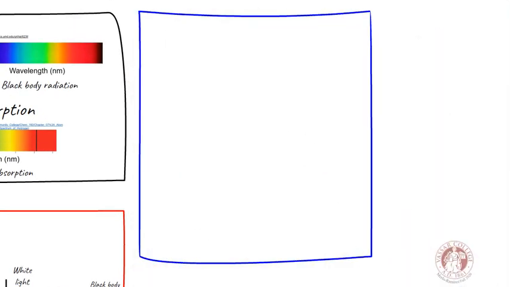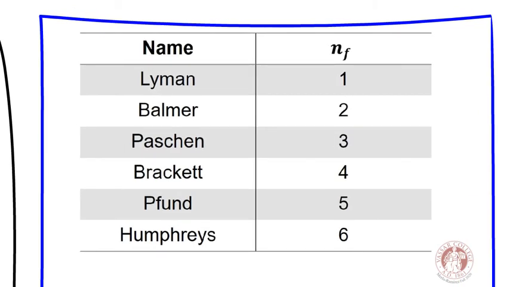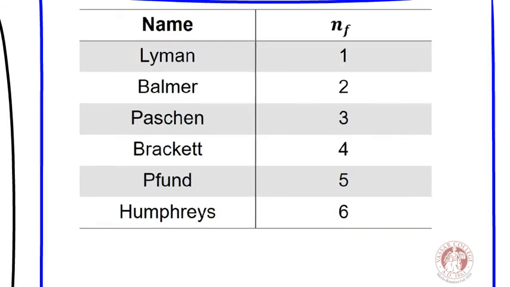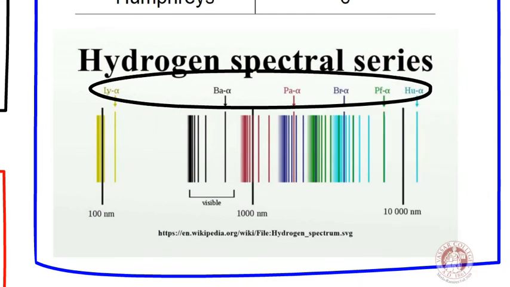A summary of the predicted series by the Rydberg formula is the following. Notice the value of n_f in each case. A graphic representation of the wavelengths of each of the series mentioned before is the following. Notice that the name of each spectrum is simply the first two letters of the series name followed by alpha. In a future video, we will explore the meaning of alpha. Finally, it is important to see that the wavelengths in the horizontal axis are represented in a logarithmic scale.